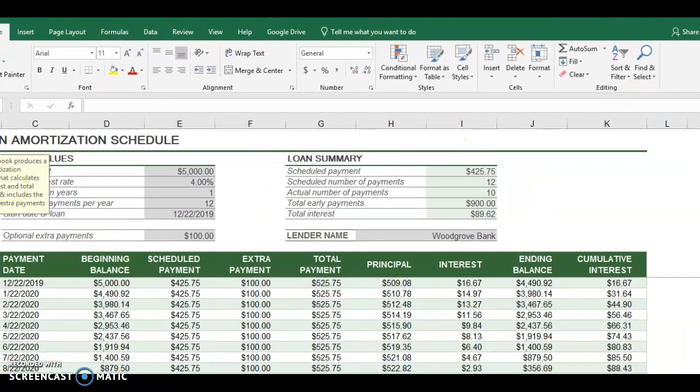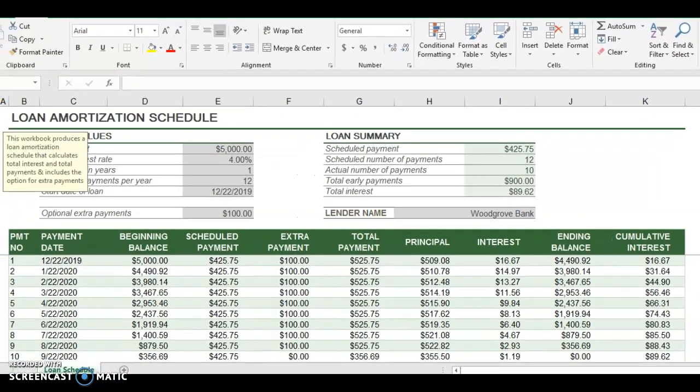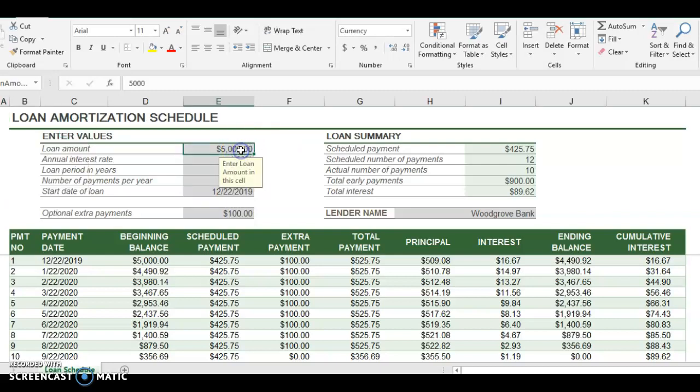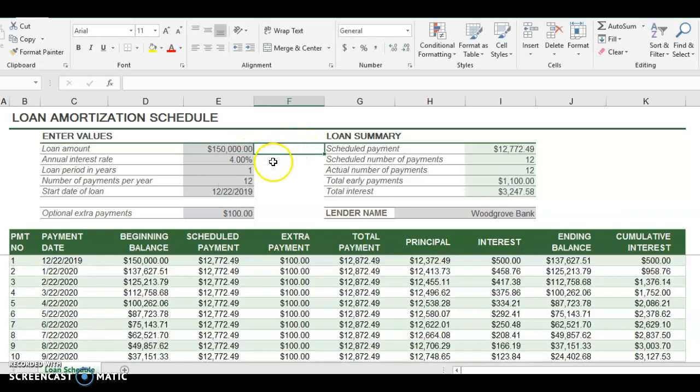So here is the example that they give you on Excel, and the median household value in our school district is a home that is $150,000. So I use that as an example for the loan amount. So I tell my students, let's imagine that you are buying a home for $150,000.